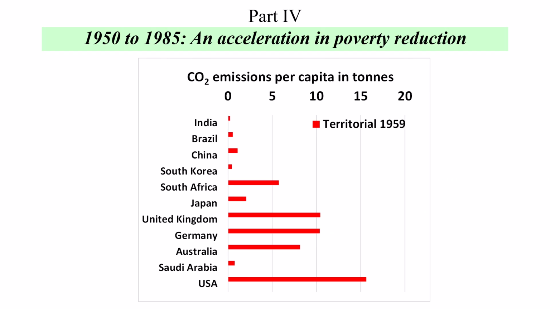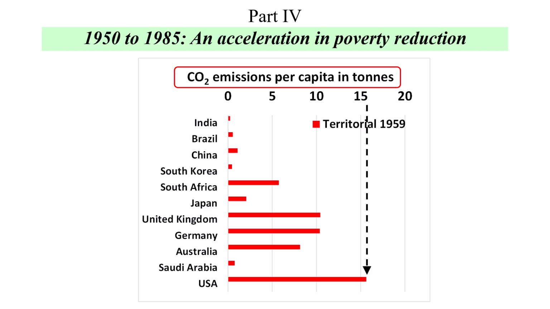Let's focus on these 11 countries. Here we see the average CO2 emissions per person. Here's that 16 tons per person for the USA we saw previously. This is not for 1950 though, but for 1959. I'll explain in a moment why I'm using 1959 here and why I'm calling this territorial.